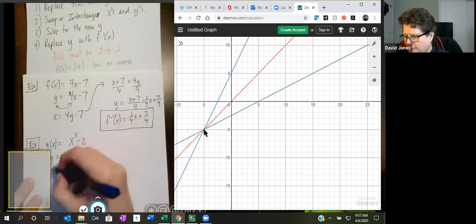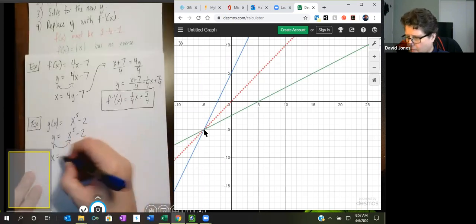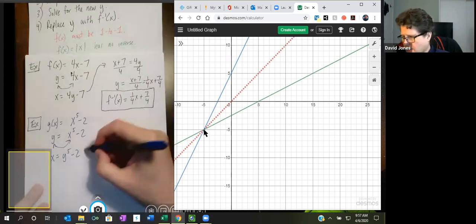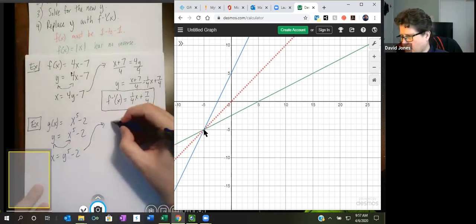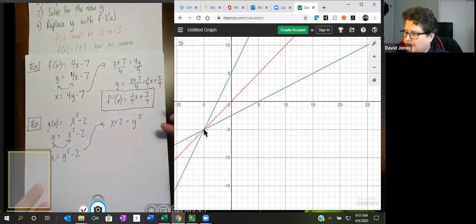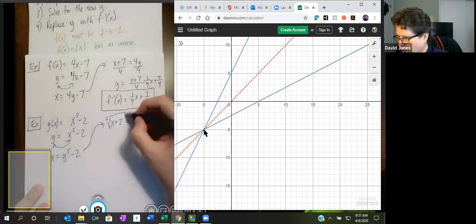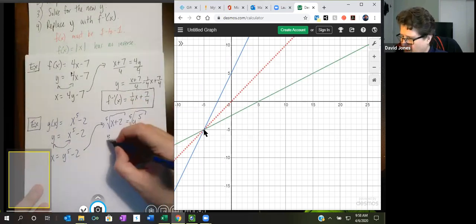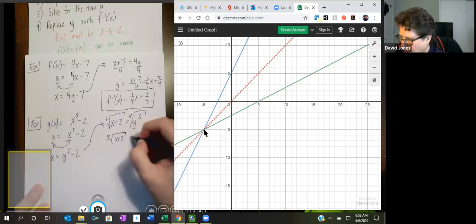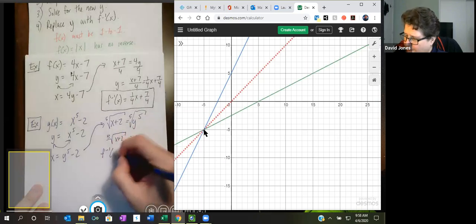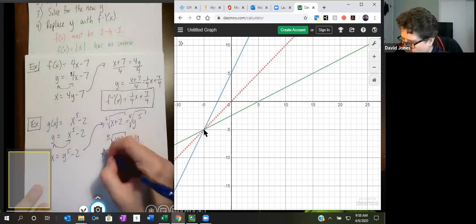Then we'll swap them. And we'll solve. I add 2 to both sides. I get x plus 2 equals y to the fifth. And then I'll take the fifth root on both sides. I get the fifth root of (x plus 2) equals y. And finally, we replace y with g inverse, because the initial function was g.